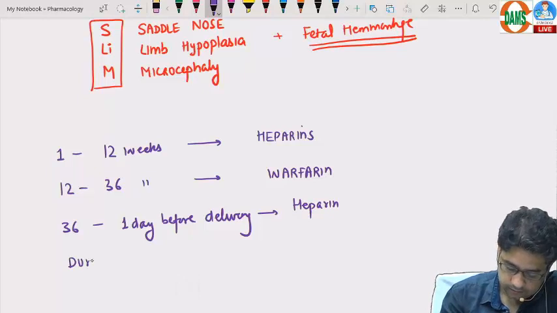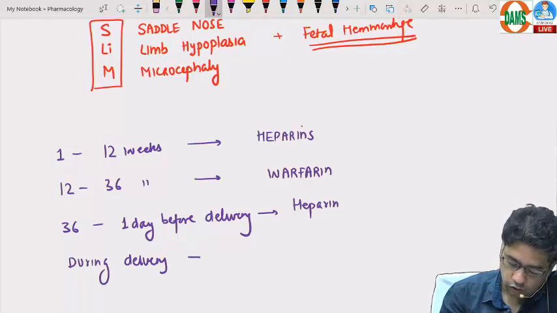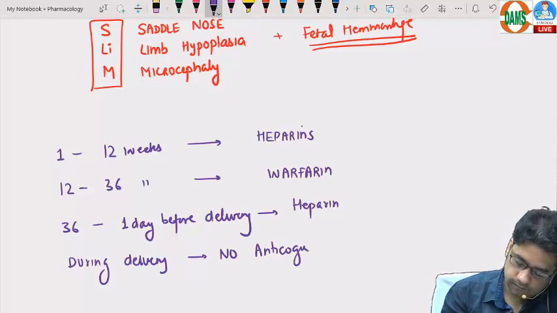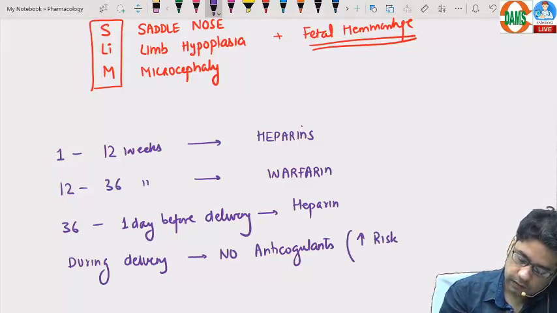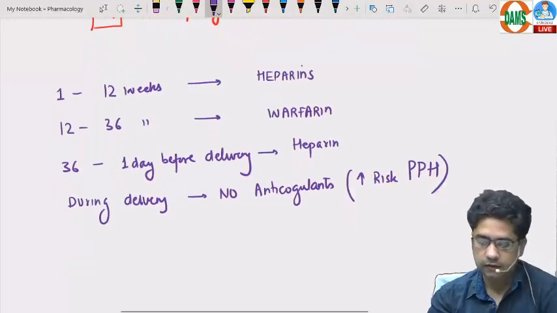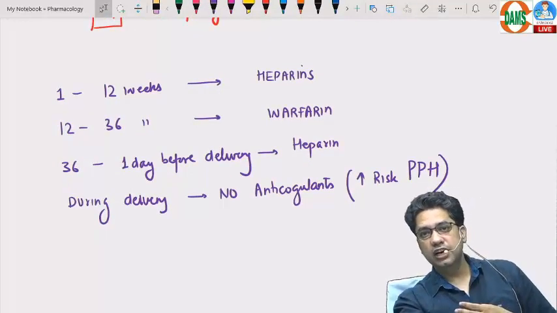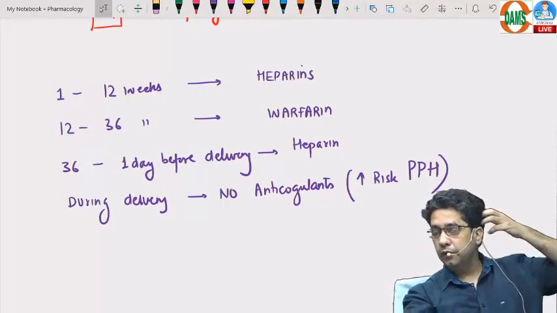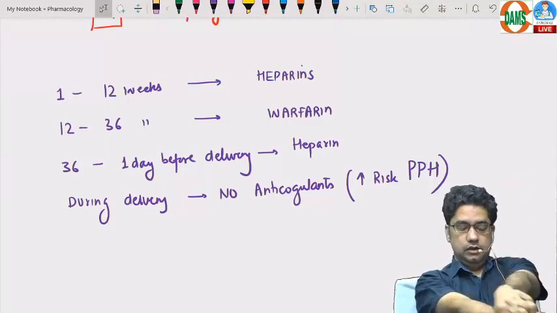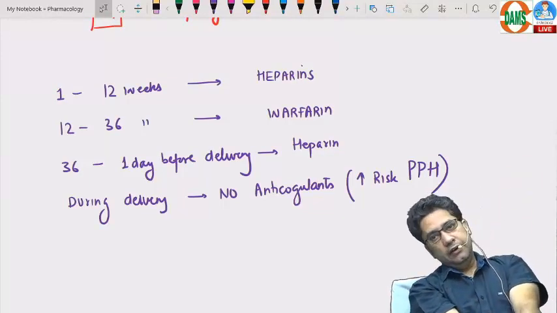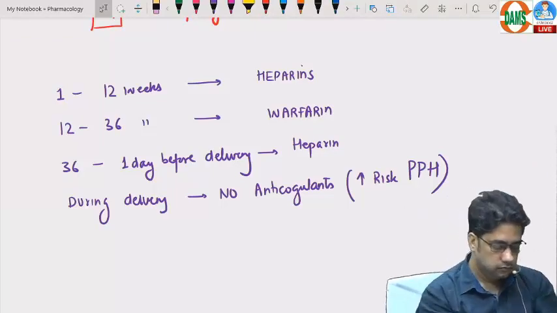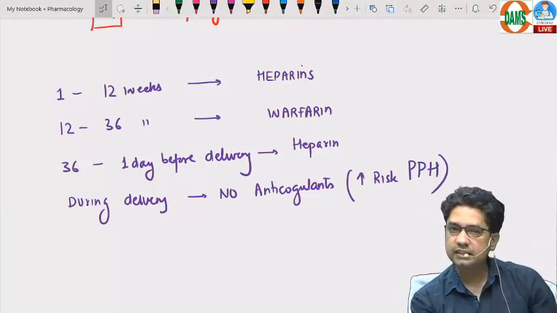During delivery, no anticoagulant, because anticoagulant will increase the risk of postpartum hemorrhage. Bleeding will not stop after child delivery. So during delivery we never give any anticoagulant drug. I hope it is clear.